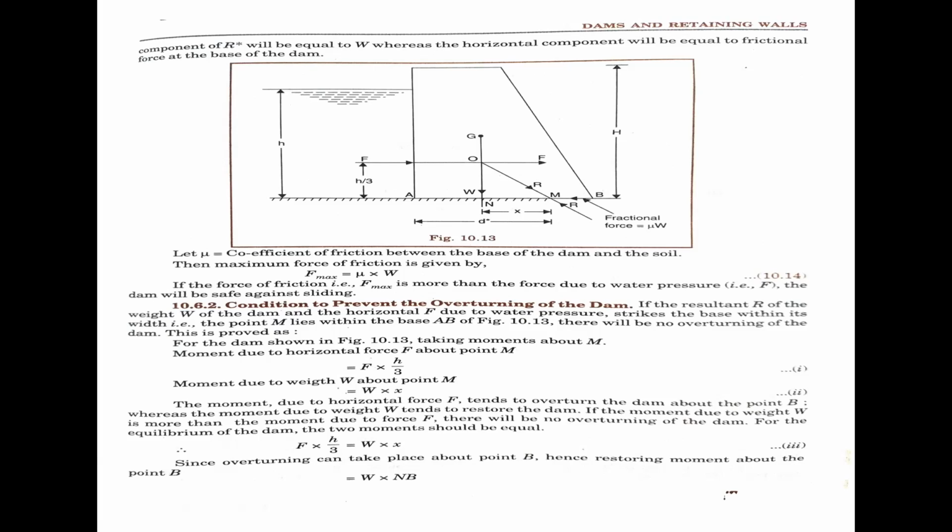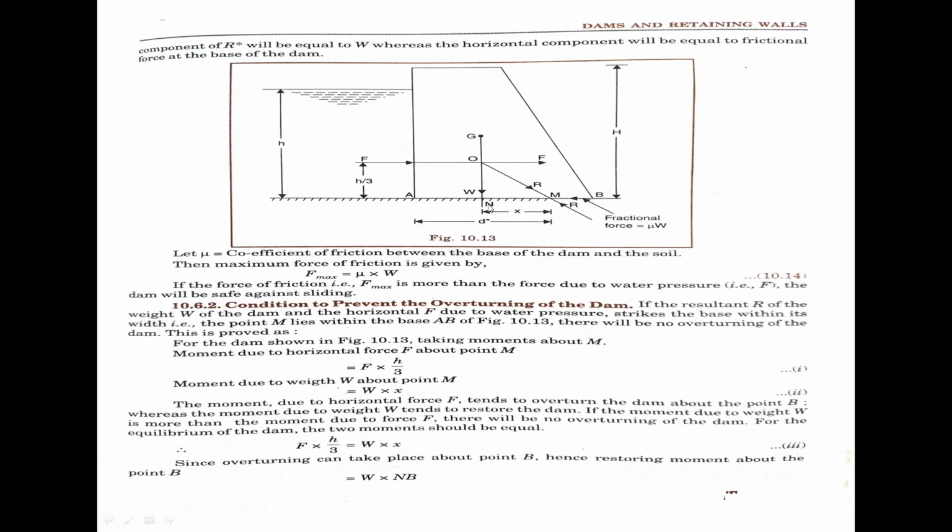You have to see the diagram for AB. This is the base line, and capital M lies within the base AB, as shown in this figure. There will be no overturning of the dam when M lies within the base AB. That is the condition.